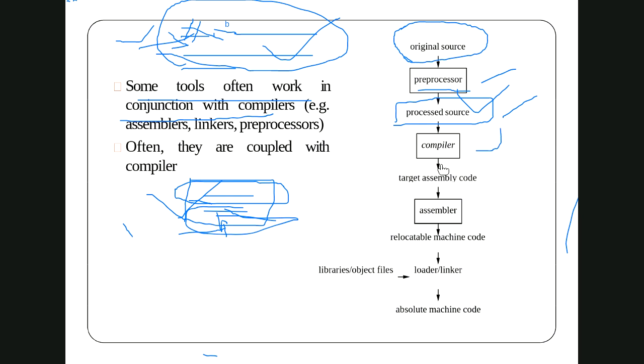Then the compiler converts it to target assembly code, and the assembly code can be converted to relocatable machine code. The machine code requires a loader and linker to link with the machine, or maybe external libraries are also required, and then it becomes the final absolute machine code. So these are some add-on components which are required for compilers.